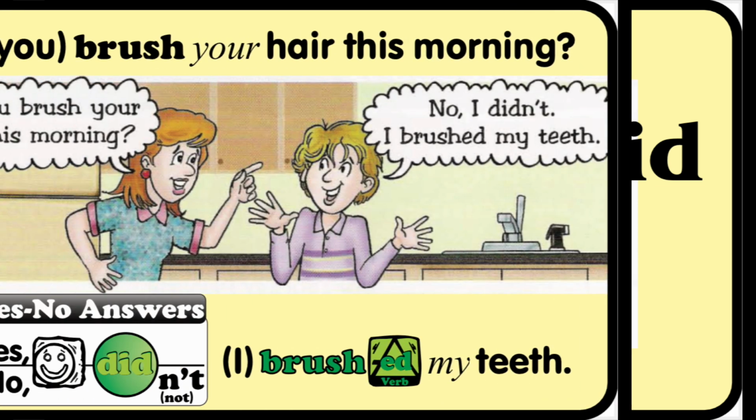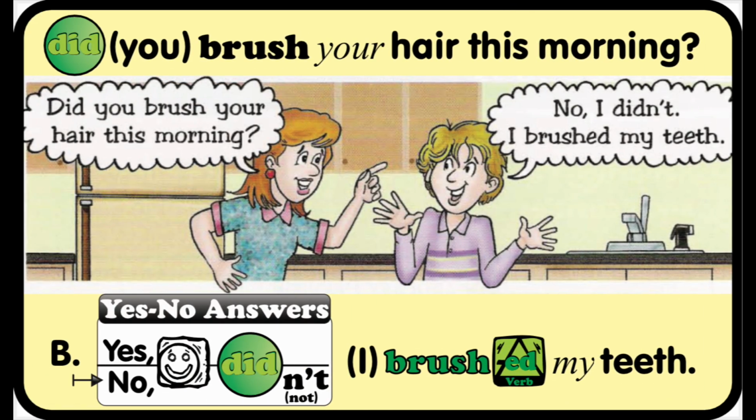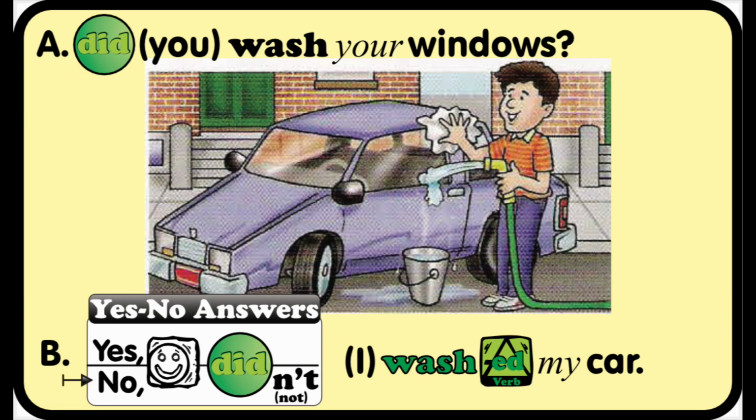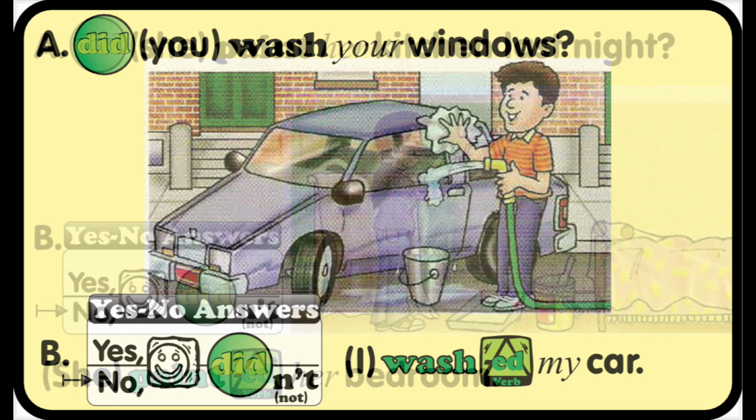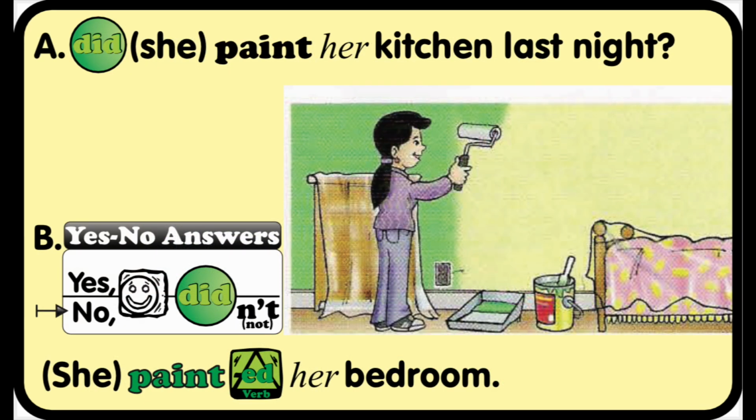Good job, guys. Contestemos las siguientes preguntas sí o no, con las respuestas sí o no con verbos regulares. Did you brush your hair this morning? No, I didn't. I brushed my teeth. Did you wash your windows? No, I didn't. I washed my car. Did she paint her kitchen last night? No, she didn't. She painted her bedroom.